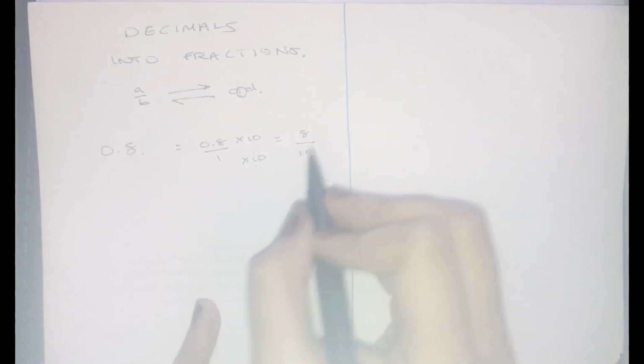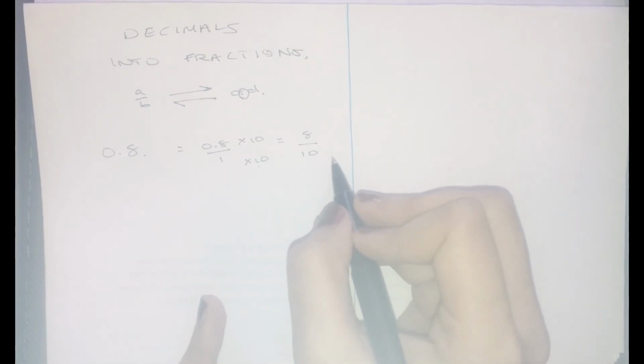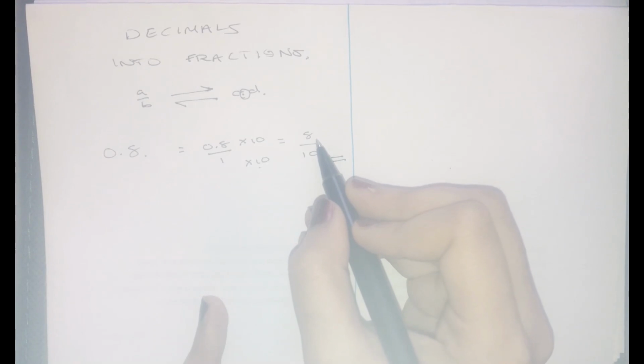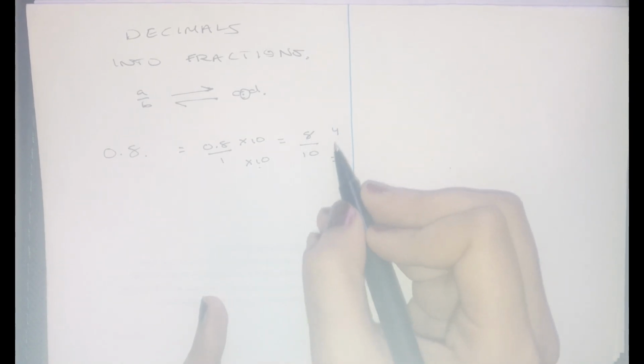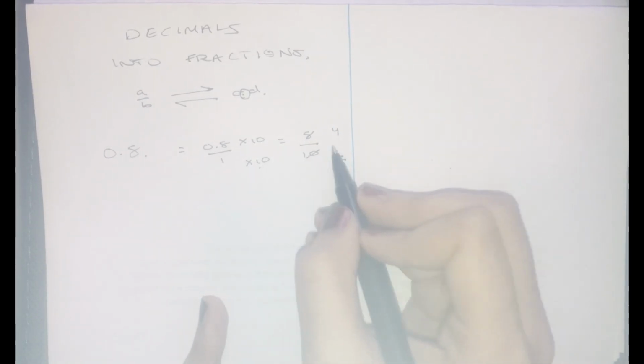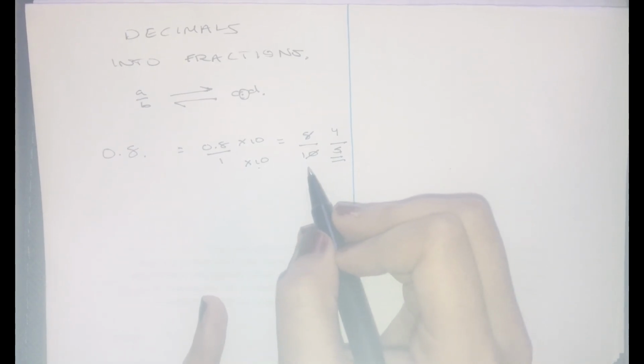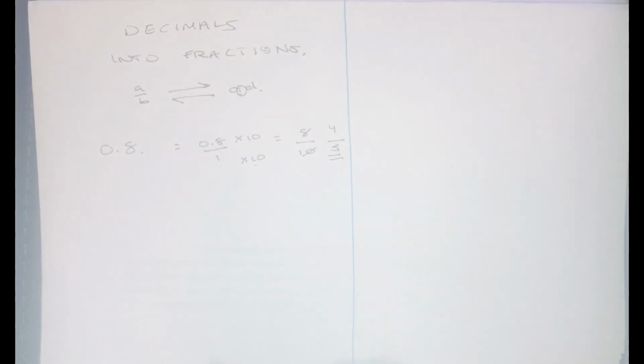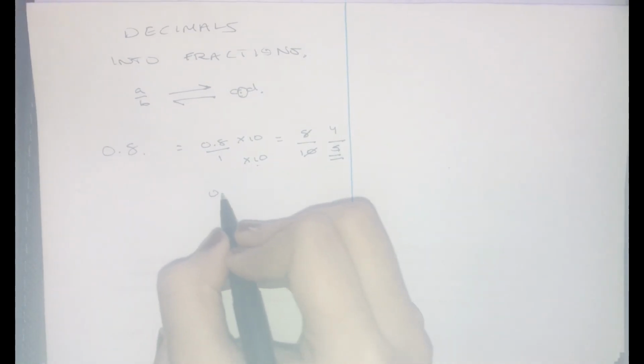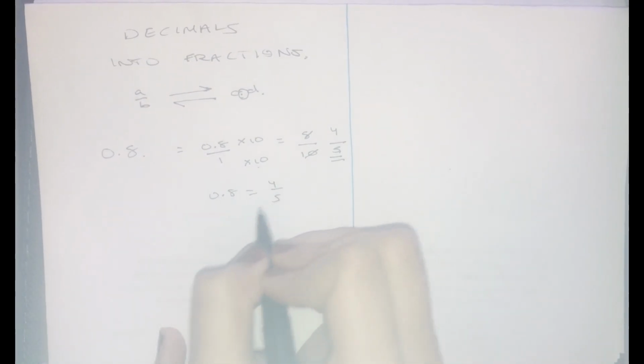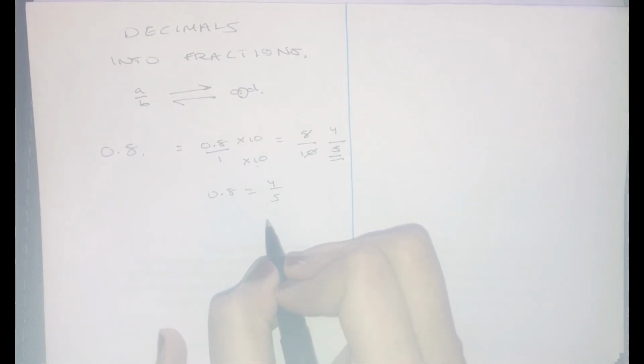Now you have 8 over 10, and then you simplify it to get your answer. So 8 divided by 2 is 4, 10 divided by 2 is 5. If you do not know how to simplify fractions, please write it down in the comment section below so I can make a video for you to understand the concept better. So now that means 0.8 is equal to 4 over 5. So now your decimal is a fraction.